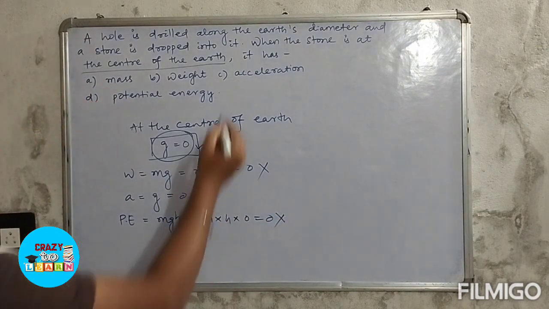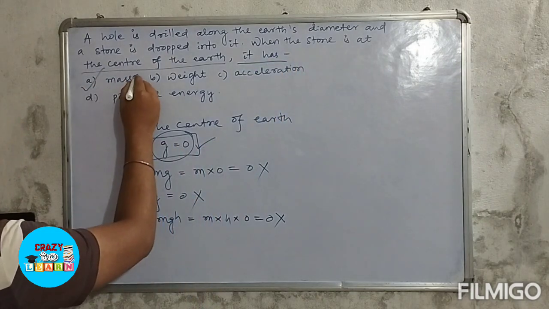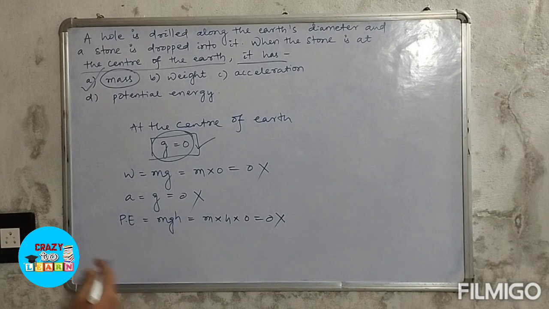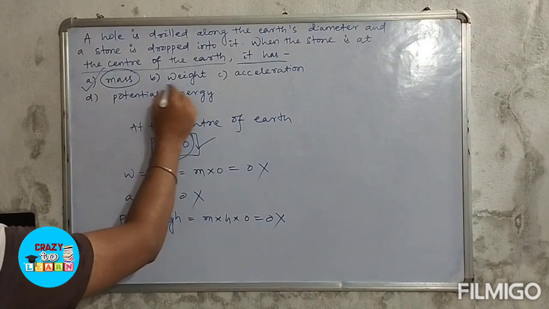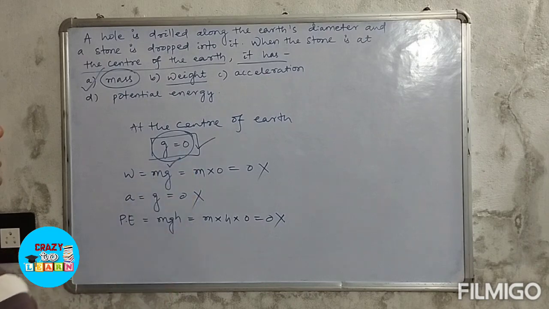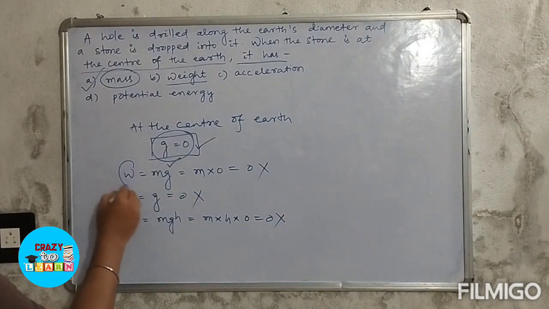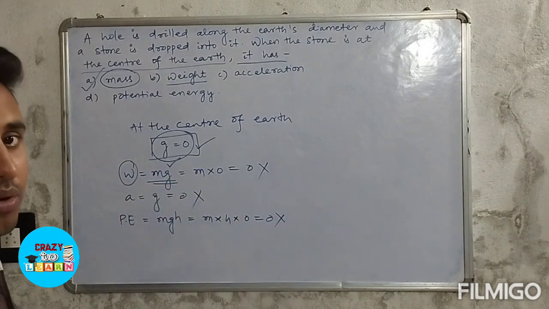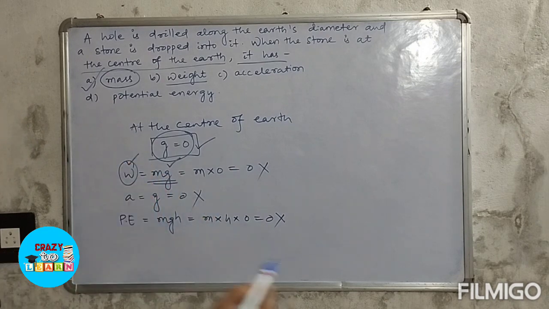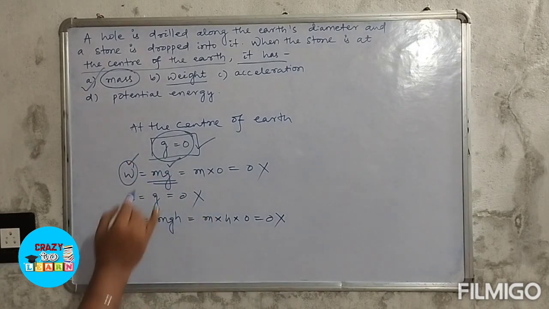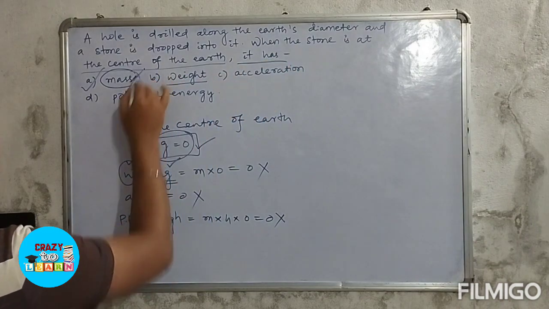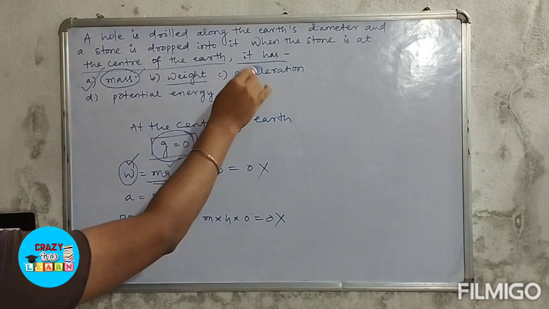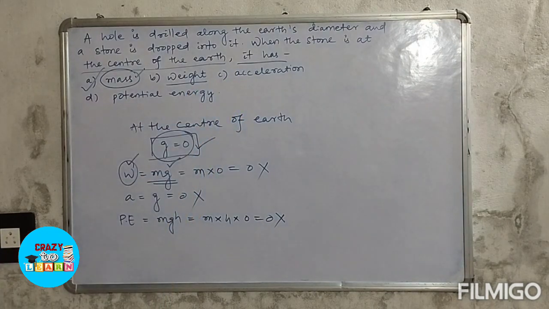So what does it have? It has only mass, because wherever you go, you have your mass. Mass will not change, mass is constant. Weight changes because it depends upon the acceleration due to gravity. W is mg, so mass into acceleration due to gravity. The acceleration due to gravity value changes from place to place, so weight changes from place to place, but the mass is constant. So at the center of the earth the stone has its mass, but it has no weight, no acceleration, and no potential energy. Clear?